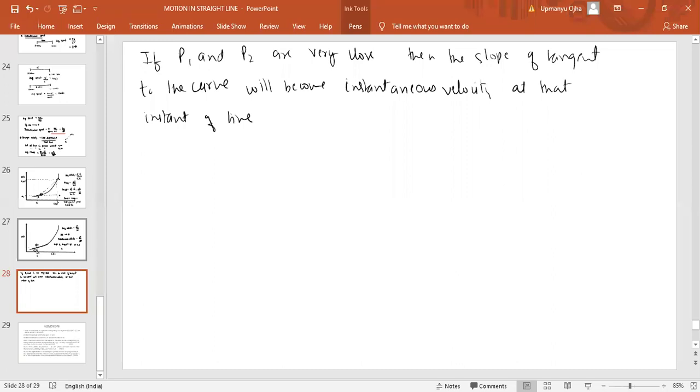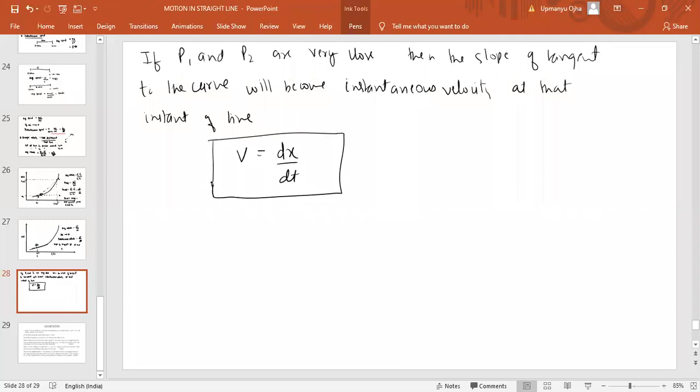Fine. P is that point, meaning velocity at that point. If P1 and P2 are very close to each other, then the slope of the tangent will be the instantaneous velocity at that instant of time. And instantaneous velocity is represented by V, simply V, equal to dx by dt. That is how we represent instantaneous velocity.